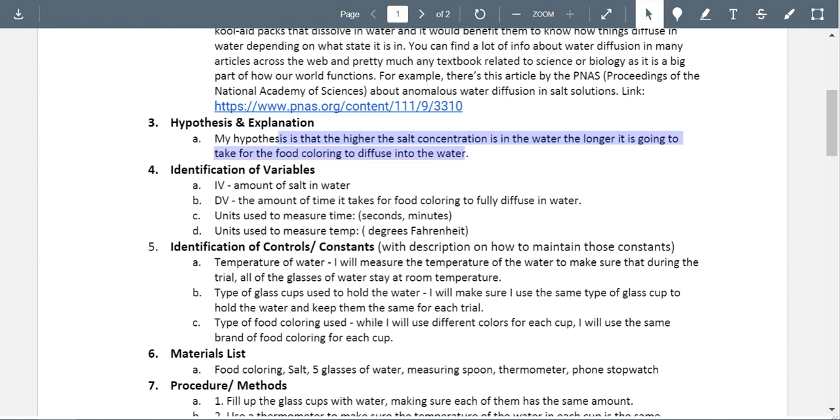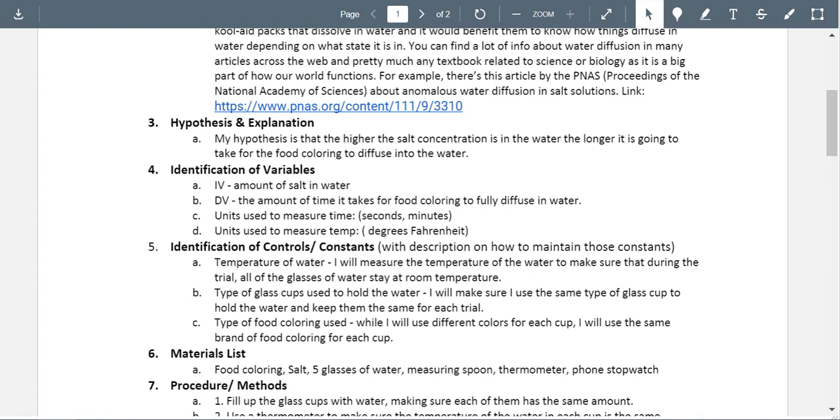The higher the salt concentration is in the water, the higher take food coloring. Okay, first of all, there's no explanation after this. Make sure you explain why you hypothesize such a thing. Second of all, again, you're probably going to want to reword this, but I think I see what you're saying. The higher the salt concentration, the longer the diffusion will take.